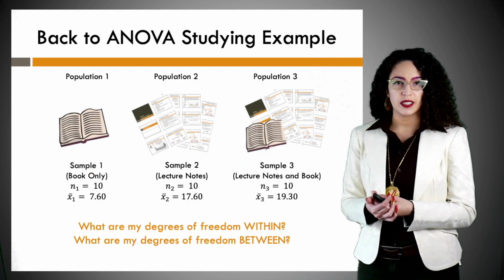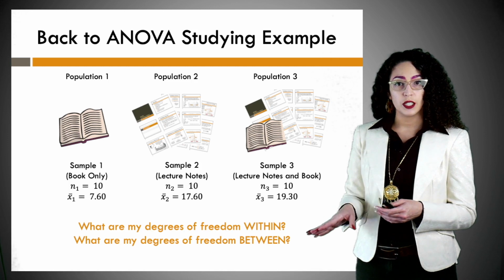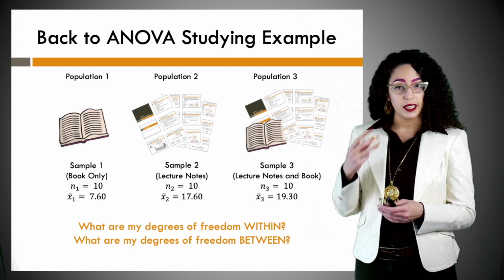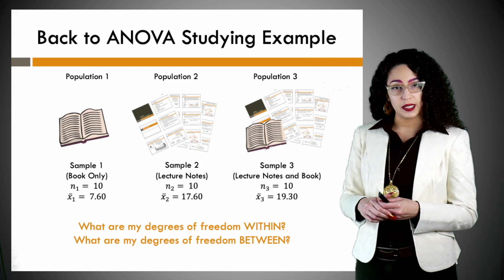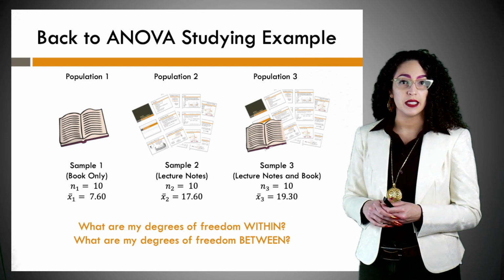Let's go back to our ANOVA studying example. What are the degrees of freedom within, and what are the degrees of freedom between? Well, how many groups do we have? 3. We have to do k minus 1 to get the between group degrees of freedom. So we have 2 degrees of freedom in this example.